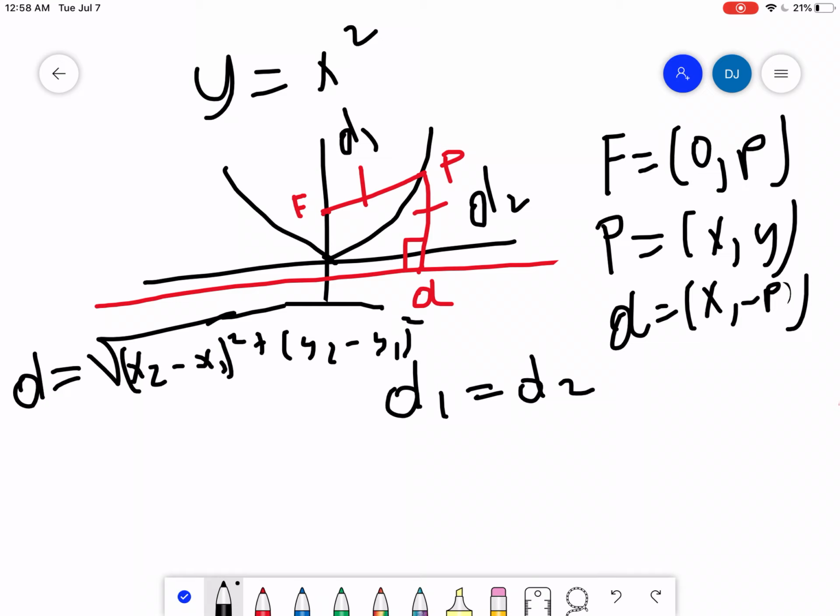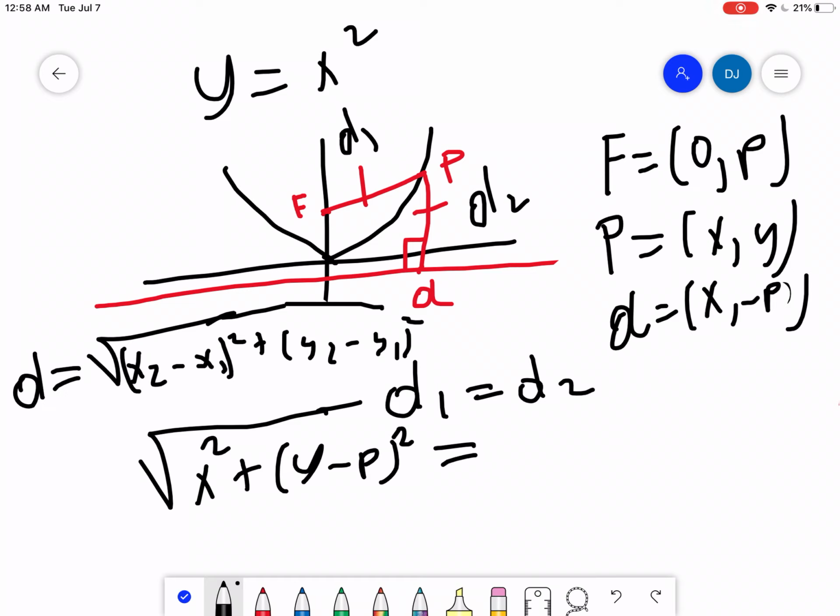So to calculate distance 1, we say distance 1 is equal to the distance from coordinates 0, p, or point F, and the coordinates x, y, or point P. Using the distance formula, we get x squared plus y minus p quantity squared is equal to distance 1, and then we equate that to distance 2, or the distance from point P to point D. Using the distance formula, we get 0 plus y plus p quantity squared.